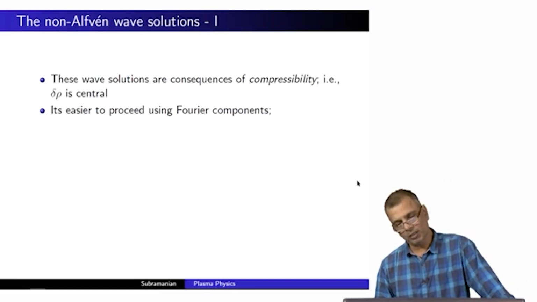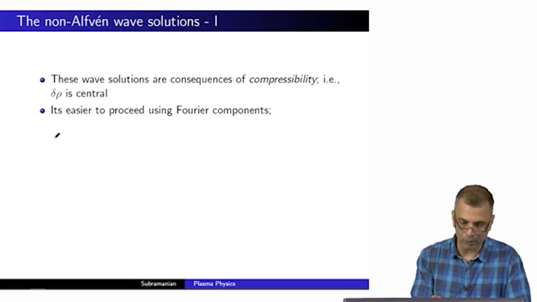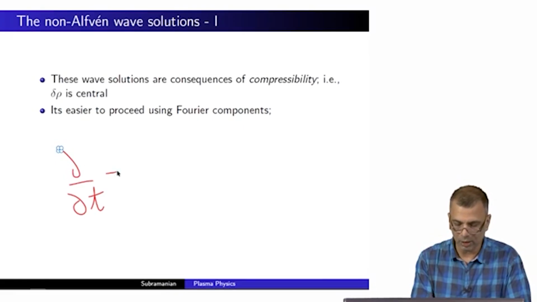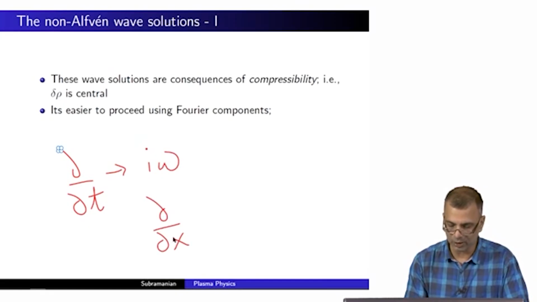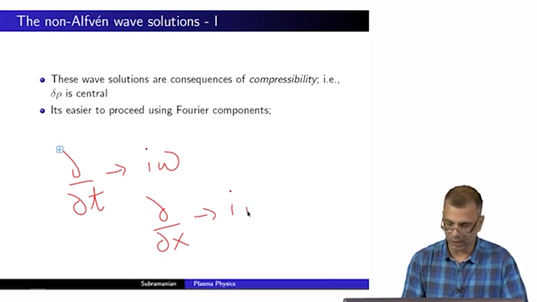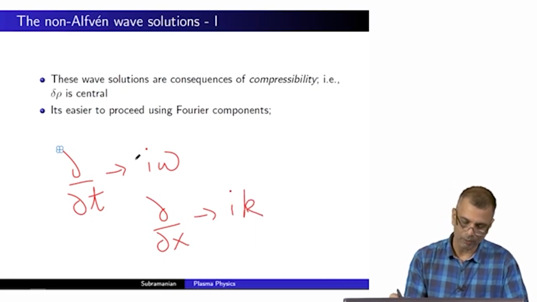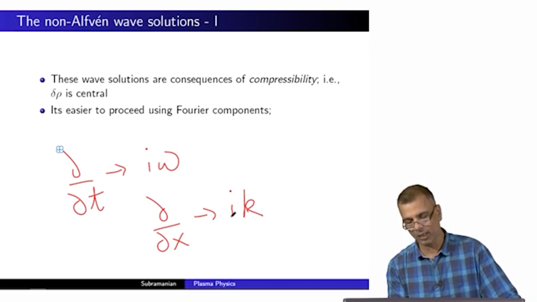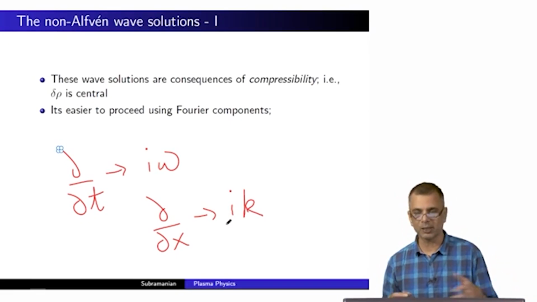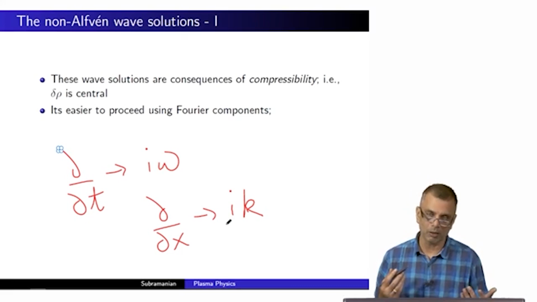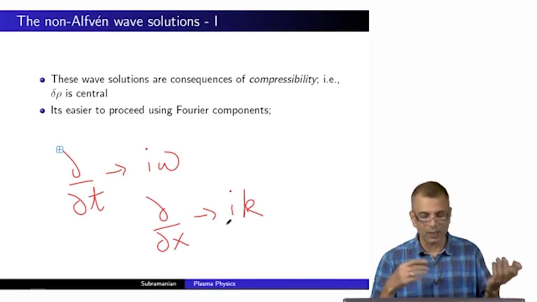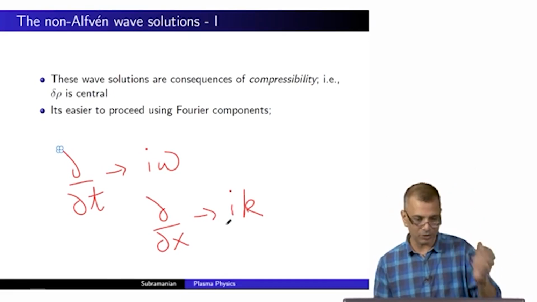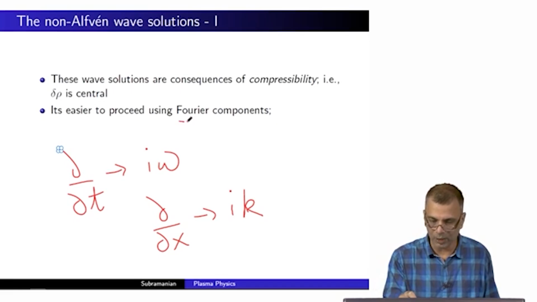It's easier to proceed using Fourier components. In other words, wherever you see d over dt, you write it as i omega. Wherever you see a d over dx, you write it as an ik. Okay, and there can be a minus i omega or a minus ik, depending upon whether you're writing e raised to i omega t minus kx or e raised to i omega t plus kx, but it doesn't matter. So this is essentially what I mean by this.